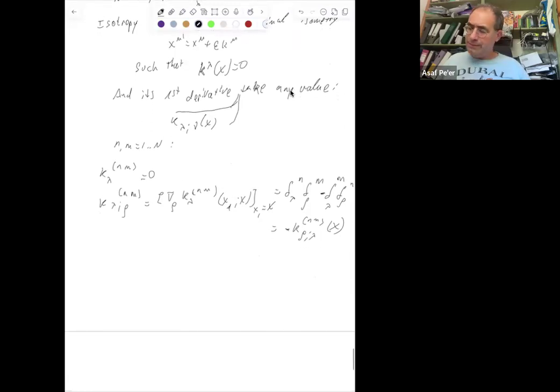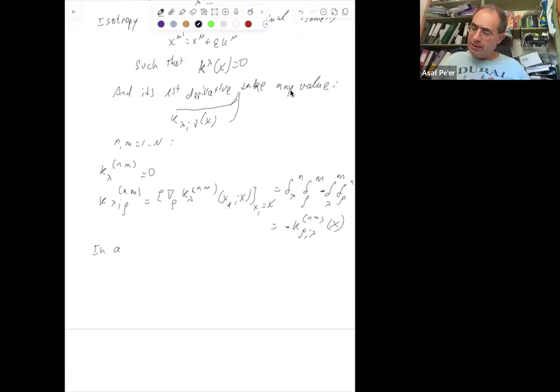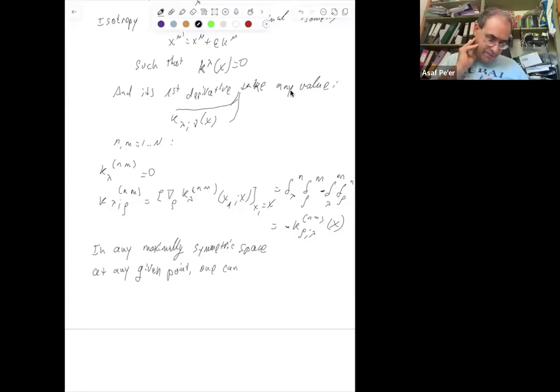Now that is true in any maximally symmetric space. So in any maximally symmetric space, at any given point, one can find Killing vectors such that k_lambda is equal to 0 and k_lambda;nu is minus k_nu;lambda.